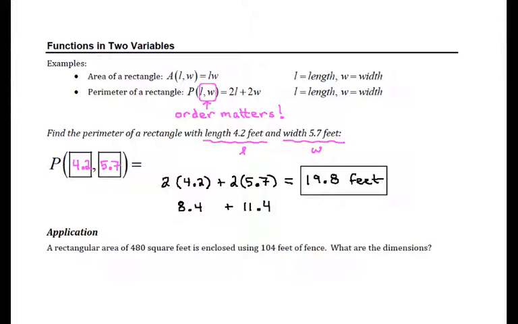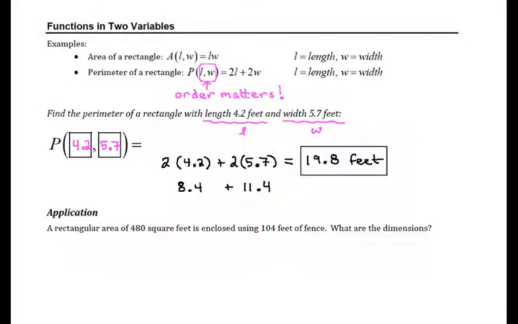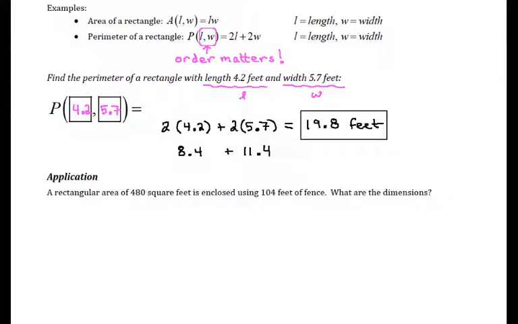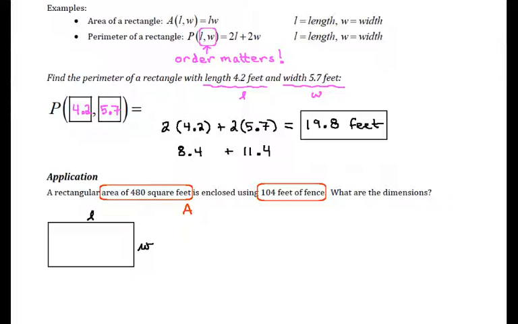We have an application of these two formulas, which is, let's suppose that we want to enclose a rectangular area of 480 square feet. So this rectangle is defined by a length and a width. And we're going to enclose it using 104 feet of fence. Note that we're given a value for the area, A, and we are also given a value for the perimeter, because if we're talking about the amount of fence, that would be the perimeter P.